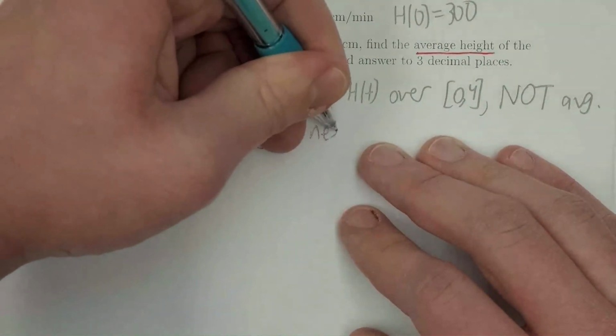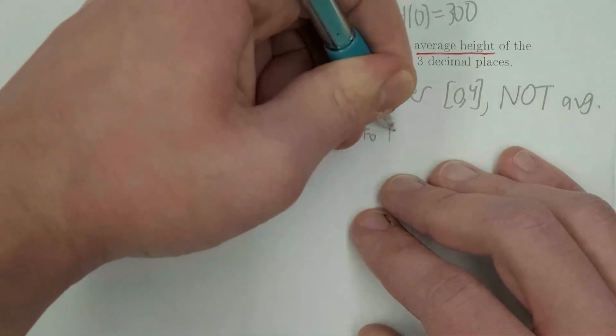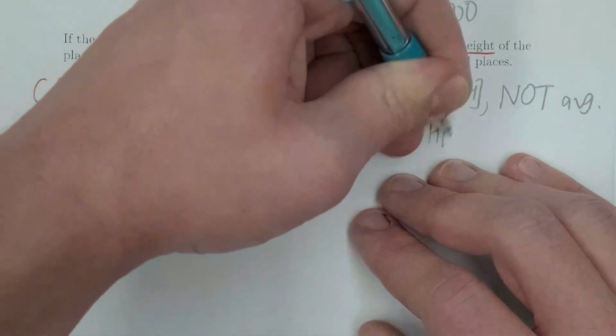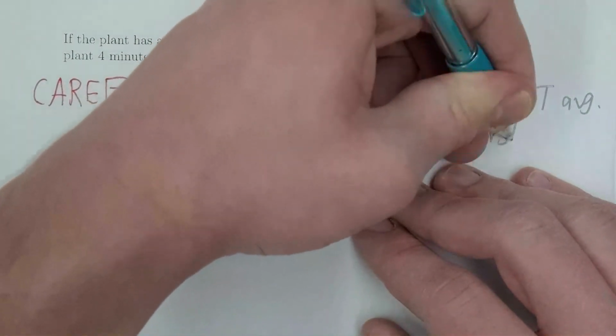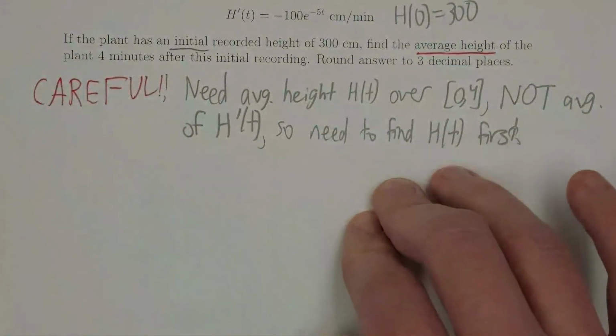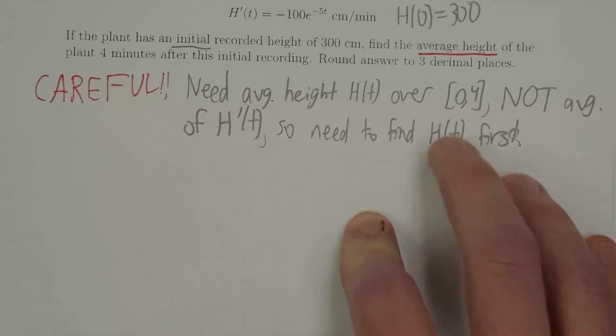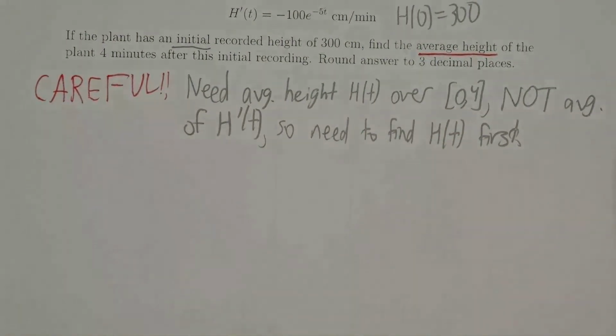So we need to find h of t first. Okay? So that's our first goal in this problem. Once we figure out h of t, then we can take the average of that function over our interval as needed. But that's one thing you've got to be careful with in these types of problems. So make sure to know what you're looking for here.